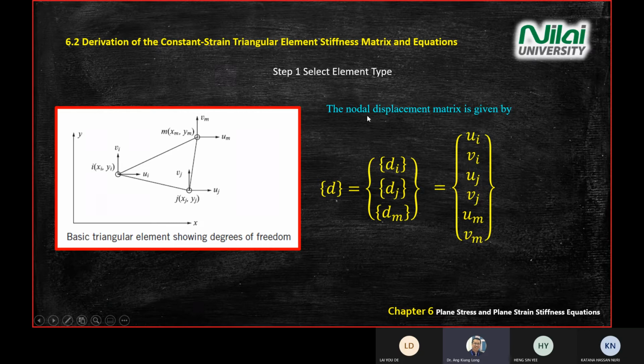Right, so this is a displacement matrix that you learned previously. We just changed the subnode here. In this case, because we look at triangular, we are using I, J, M. So you just substitute the previous 1, 2, 3 to I, J, M, right?